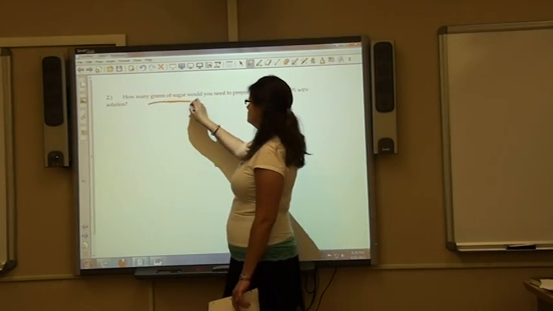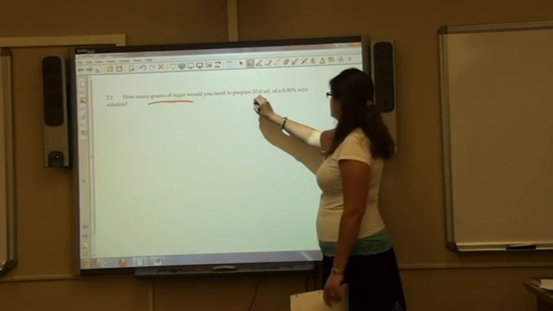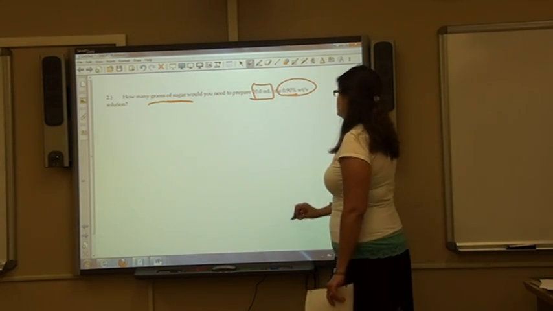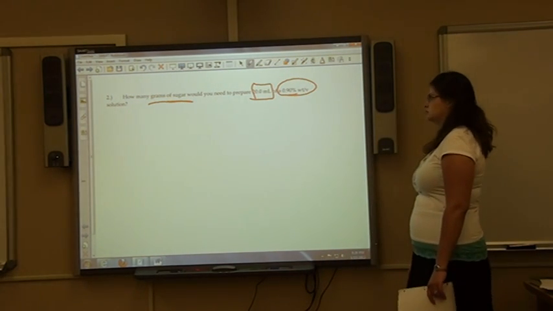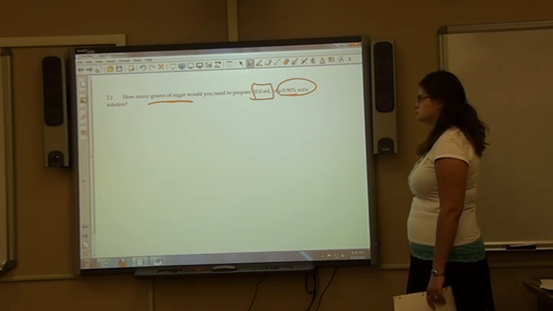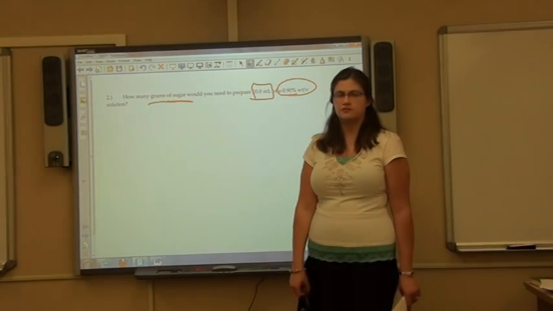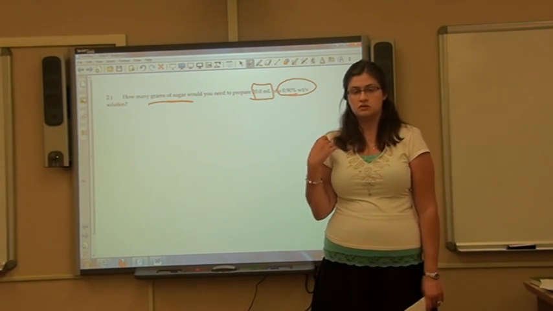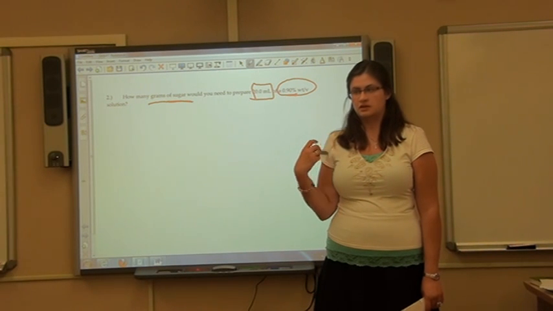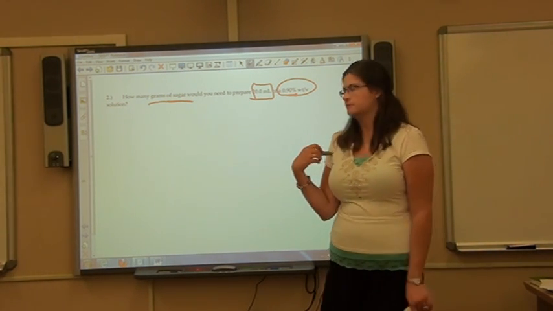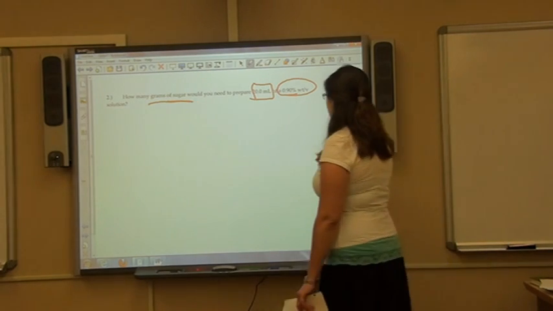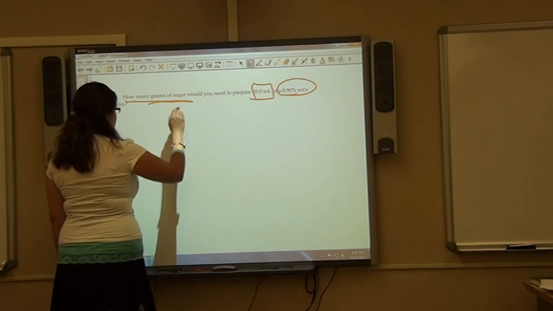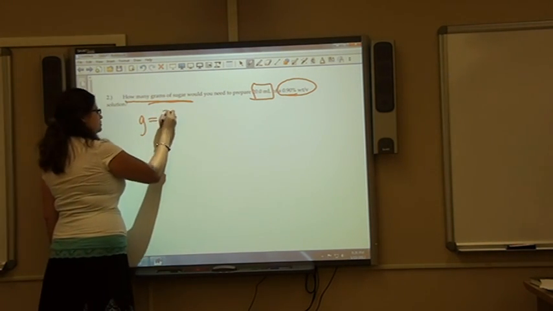Okay, so we have grams of sugar, 20 milliliters of 0.9% weight per volume solution. This is something that you probably see very commonly, this actual solution of 0.9% sugar or glucose solution. This is the isotonic solution. We'll talk about that later. Okay, our table of knowns and unknowns. How many grams? Therefore, grams equals question mark.